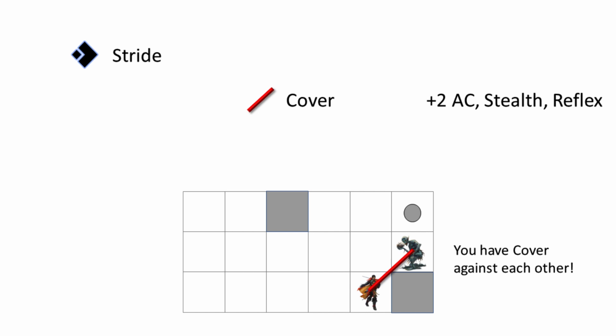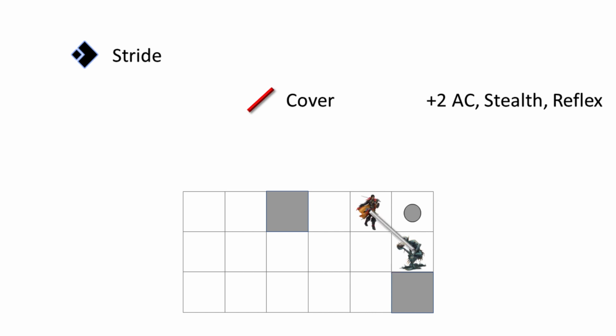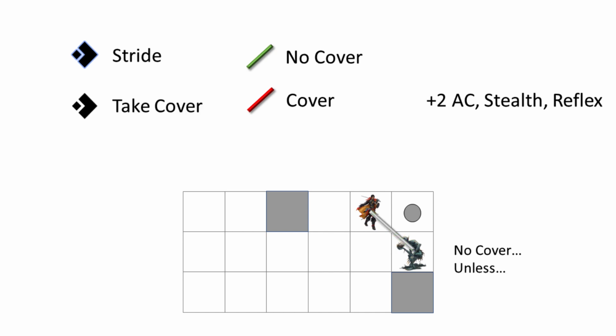Let's say instead of moving over there, you moved over here. There is an object there, that little circular pole from before. Unfortunately, the line does not collide with the pole, so you do not have cover. But the pole is still there, which means you can still use take cover to upgrade your no cover to cover. Now let's say you're back over here.